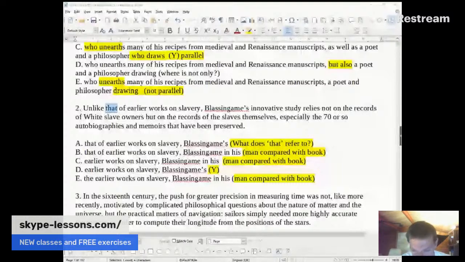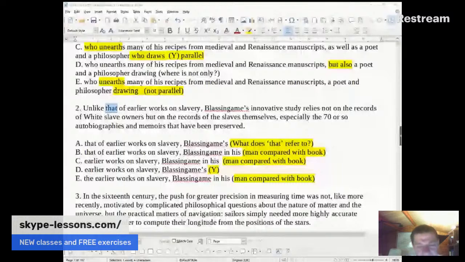Okay, let's perhaps see if we could do one more question. This is quite a difficult one. "In the 16th century, the push for greater precision in measuring time was not, like more recently, motivated by complicated philosophical questions about the nature of matter and the universe, but the practical matters of navigation."